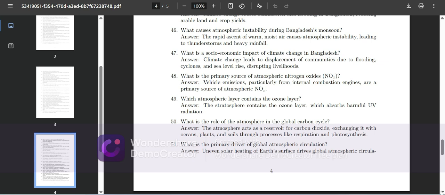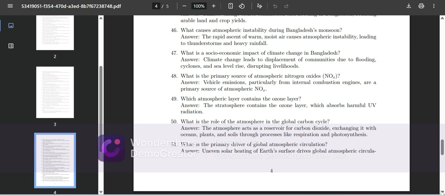What is the primary source of atmospheric nitrogen oxides? Vehicle emissions, particularly from internal combustion engines, are a primary source of atmospheric nitrogen oxides. Which atmospheric layer contains the ozone layer? The stratosphere contains the ozone layer, which absorbs harmful UV radiation.